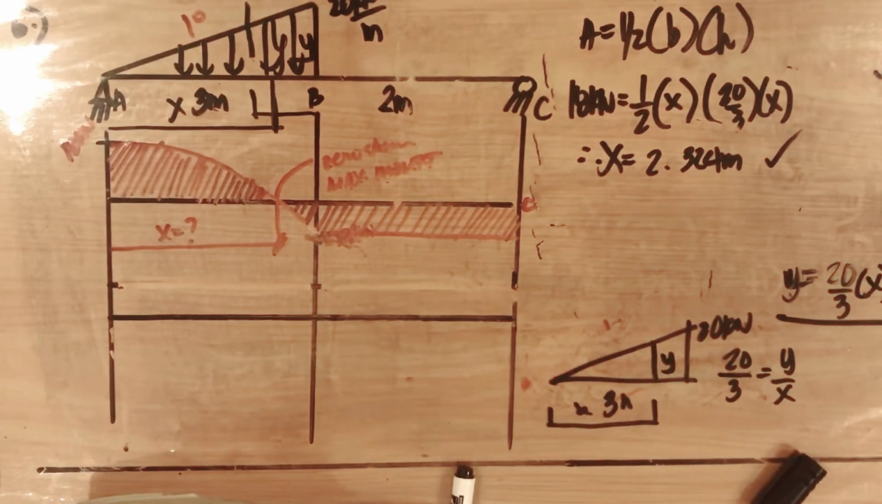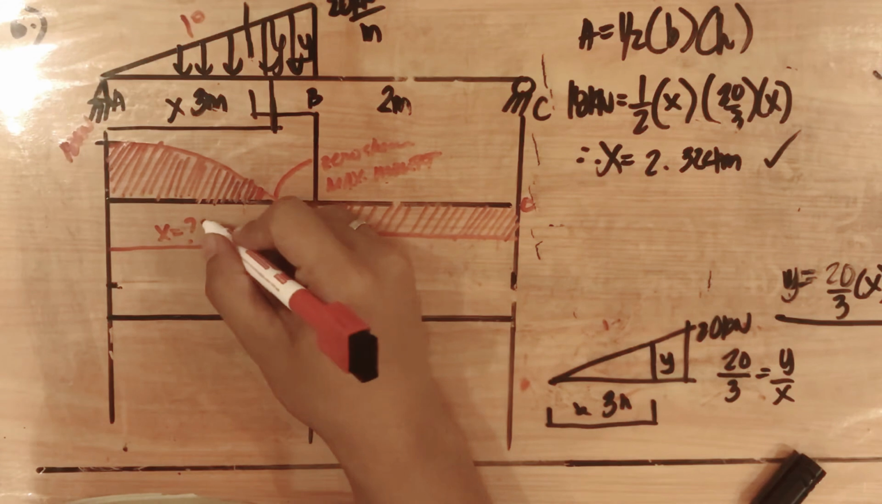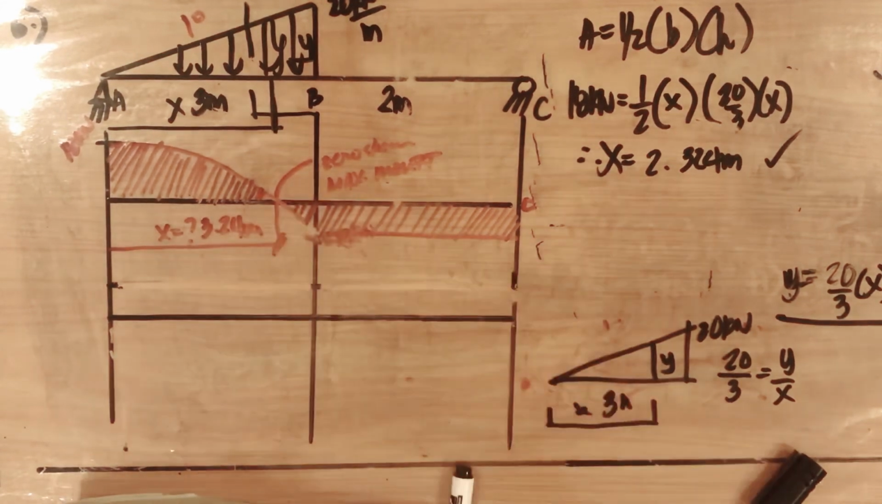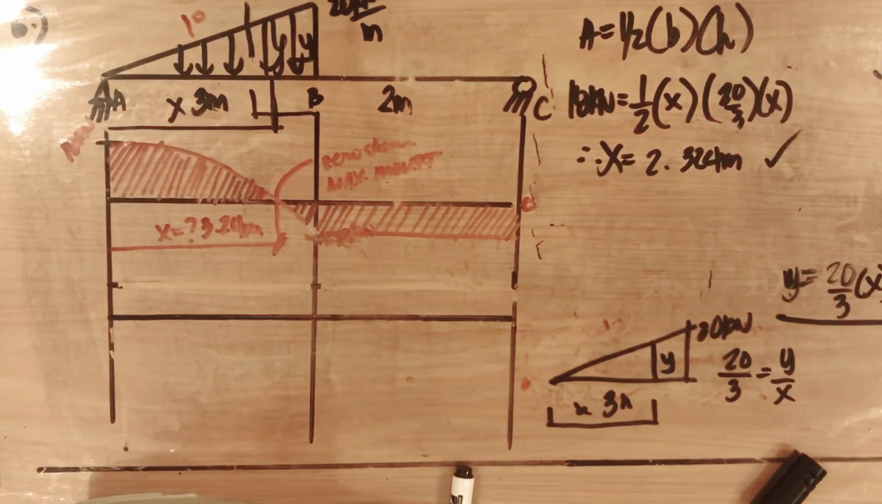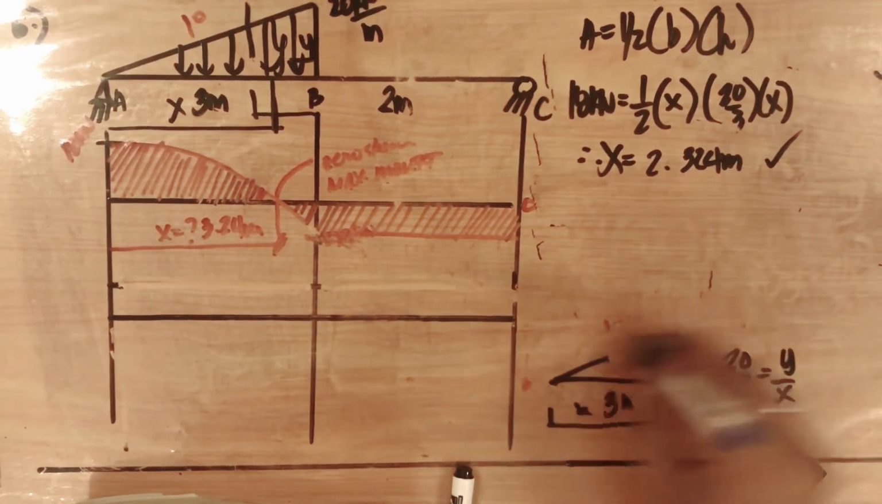So, x natin is 2.324 meters. So, yan yung x value natin. Then next, determine natin yung moment. So, moment muna tayo dito sa location of 0 shear. So, pag moment tayo dyan, burahin ko na ulit yan.